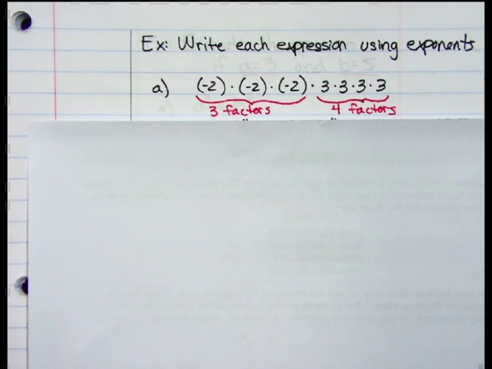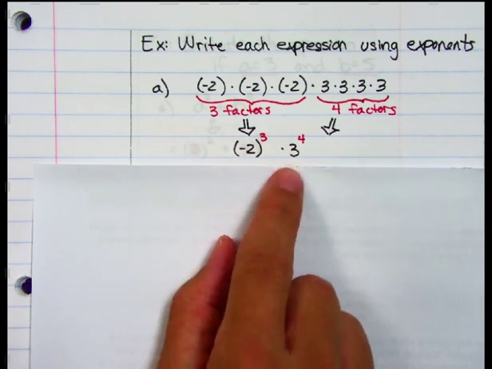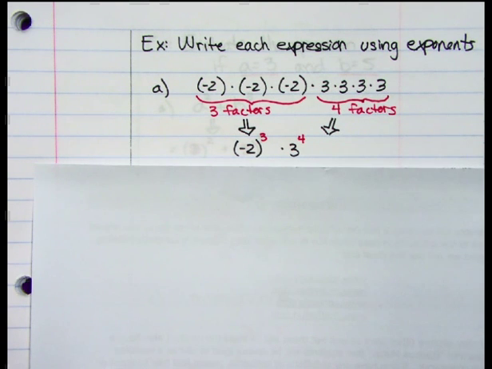That means I have 3 factors of negative 2 and 4 factors of 3. So we write that as (-2) to the 3rd power. That means I'm taking negative 2 and multiplying it by itself 3 times. And then you have 3 to the 4th power. I can't go any further. They have different bases, so that's my final answer there.